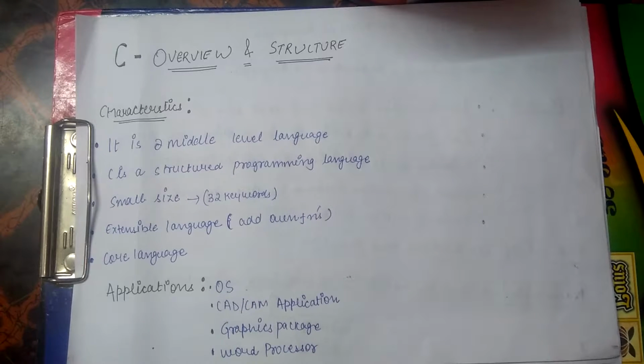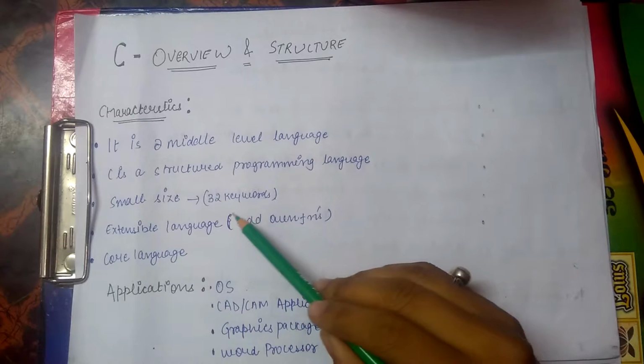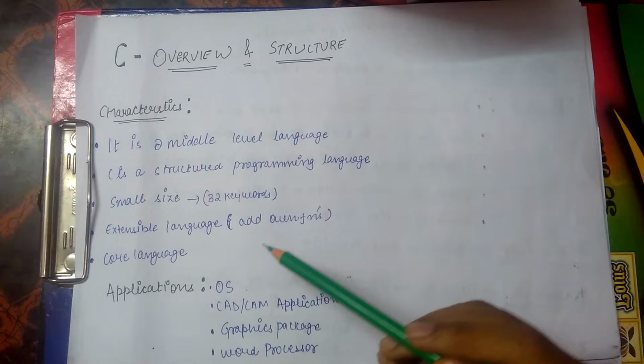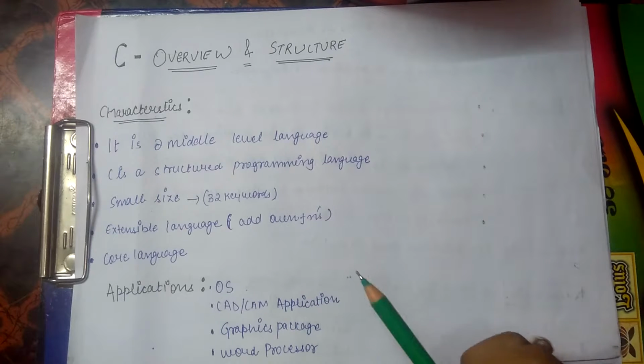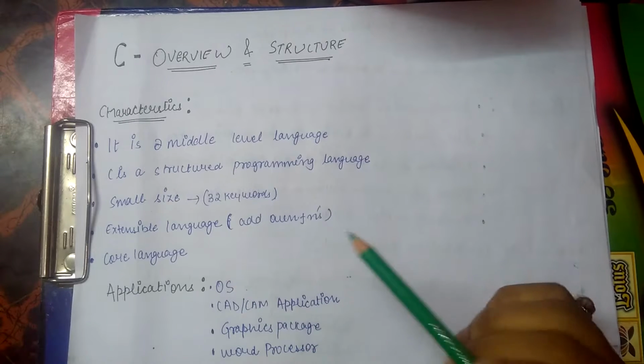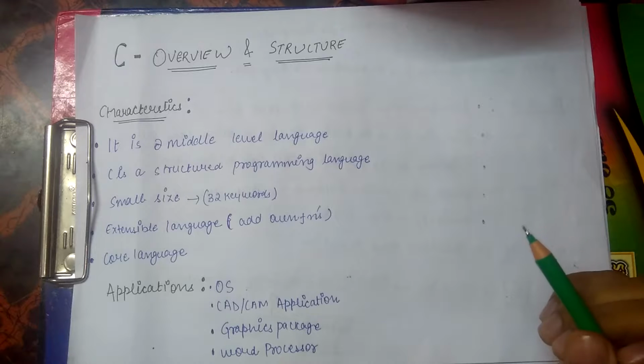It has small size. For example, it has only 32 keywords. It is an extensible language, which means we can add our own functions into it, as many functions as we want. It is a core language, which means it's a basic language for understanding any other further languages.